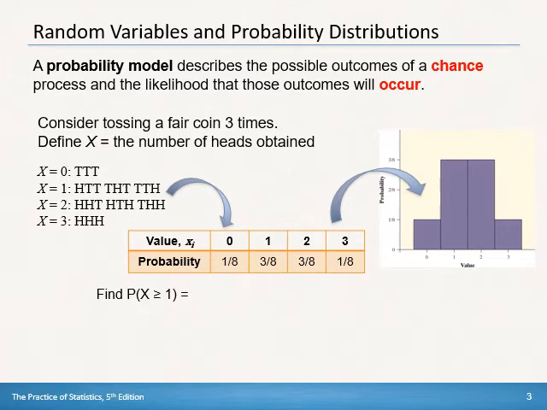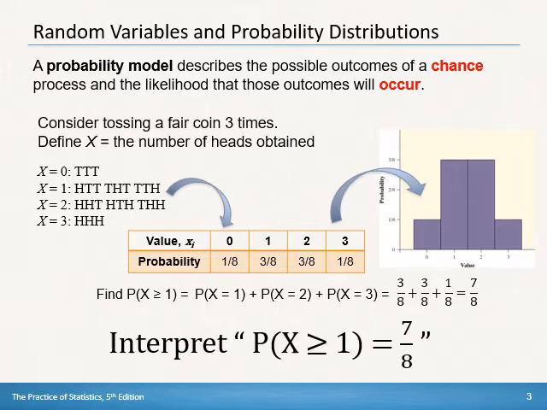All right, so we might ask a certain question. Find the probability that x, again, x being the random variable that represents the number of heads when we toss a fair coin 3 times, is greater than or equal to 1. And so that means x could be 1, 2, or 3. So we would simply take those probabilities, the probability that x is 1, that it's 2, or that it's 3, and we're going to add those up.